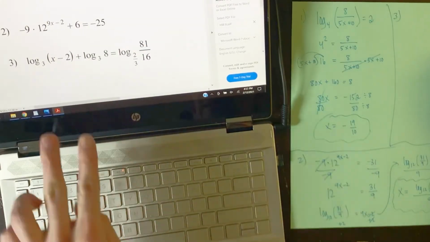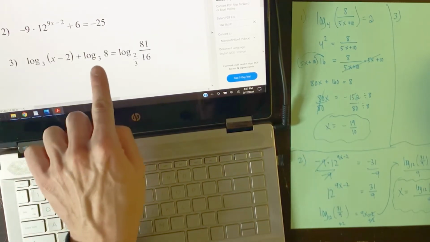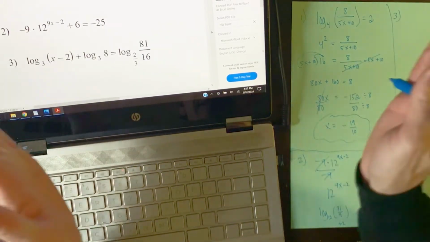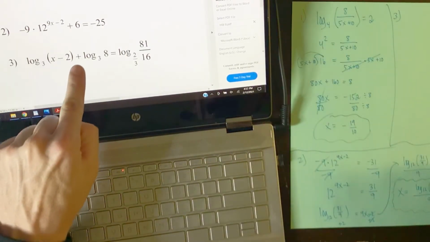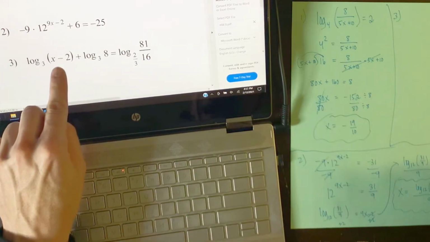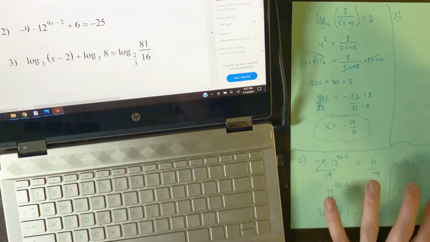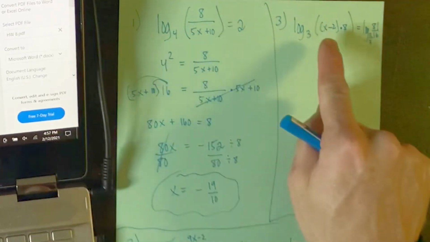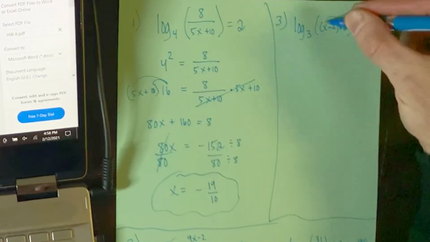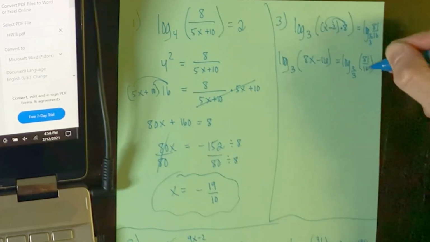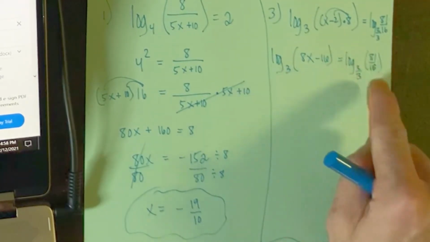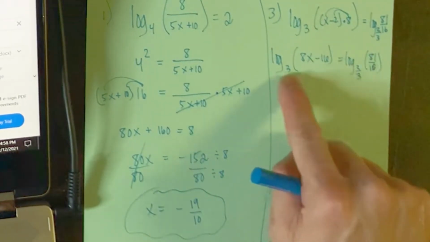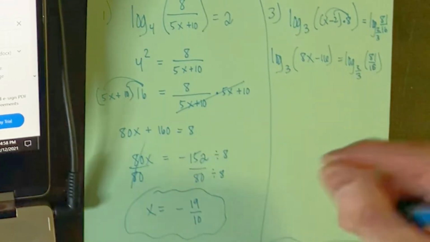So for number three, looking at the left-hand side, we have logs with the same base. Maybe we can take those two logs and combine them into one. Since they're being added, it'll be log that times that, like this. So here we are. And so we combine the two logs on the left into one. Maybe we can distribute the 8 from within. And now notice that what we have is a log and a log, but they have completely different looking bases. But we know what to do.